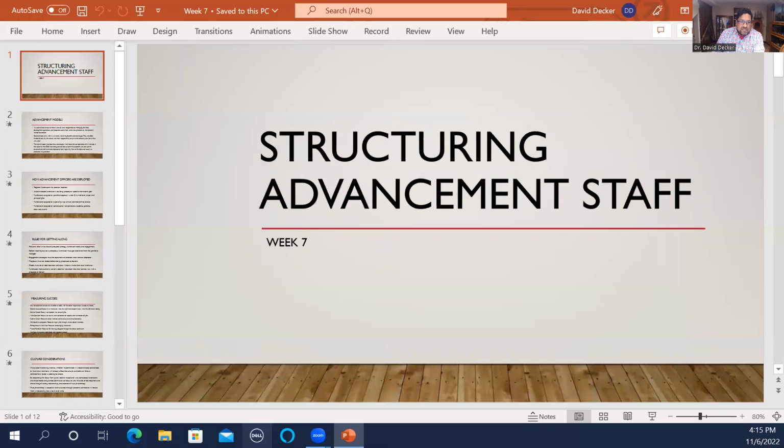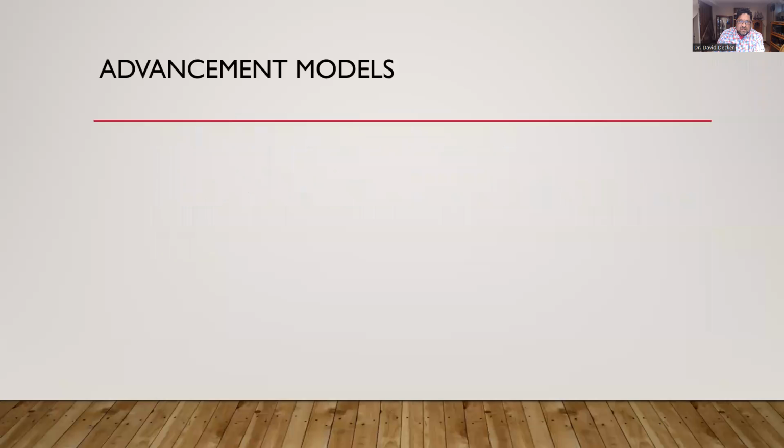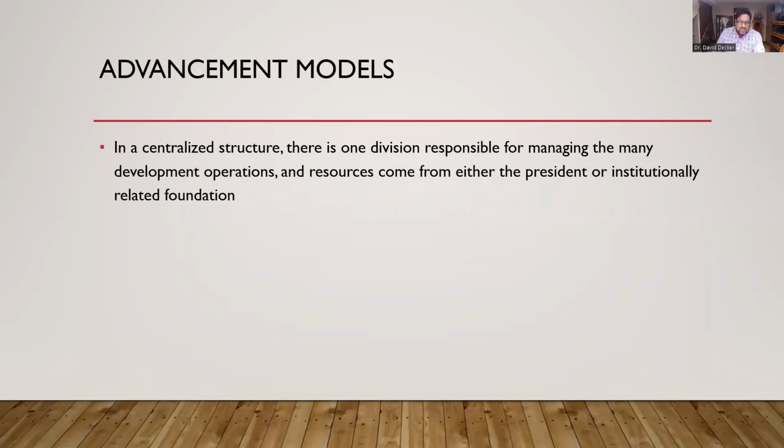Okay, so let's go ahead and start talking about structuring advancement staff. And of course, just a little review about what centralized and decentralized models are. You can think about the centralized structure as just one division responsible for managing the many development operations, and resources come from either the president or an institutionally related foundation. So here, just like it says, centralized, everything's all together.